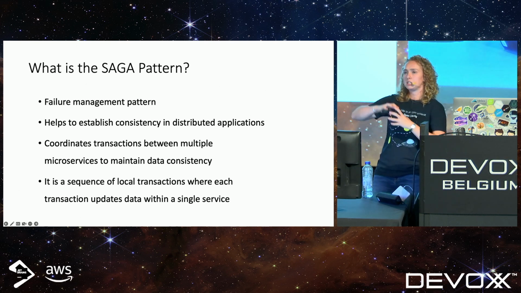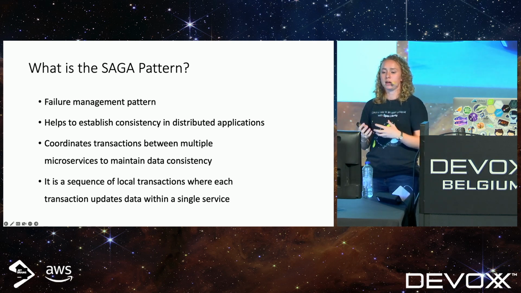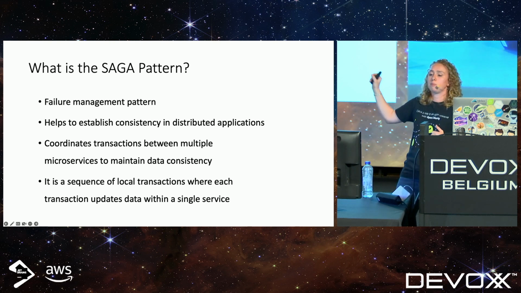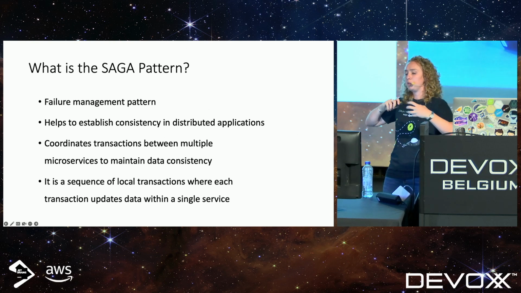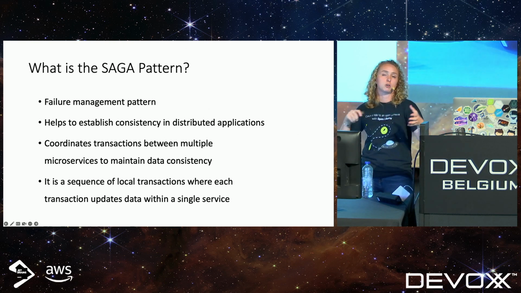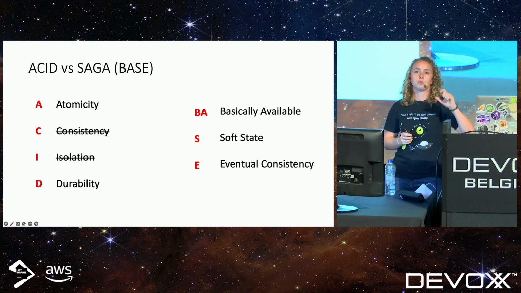So it still is a sequence of local transactions, but this has been designed in a more cloud-native manner. As you can see here, really establishing consistency in distributed applications. So bearing that cloud-native manner in mind, and again, it's designed to have that consistency between multiple microservices that might be involved in the same overall process or transaction. And as I mentioned, this is really about relaxing those constraints of ACID.